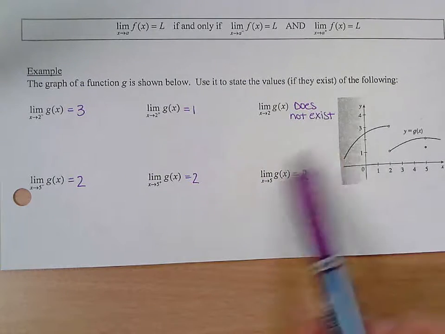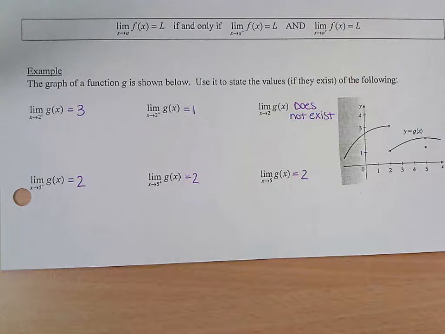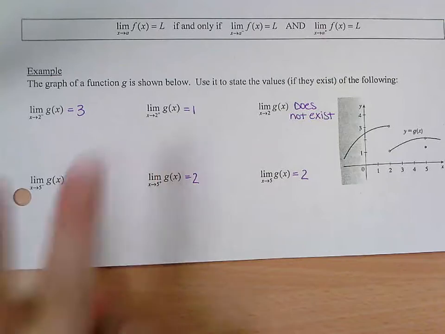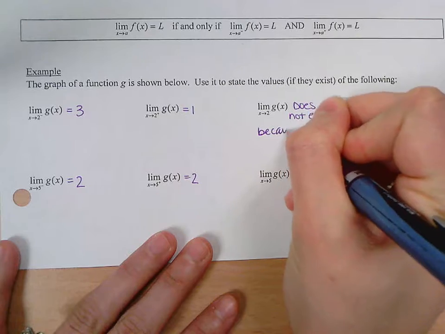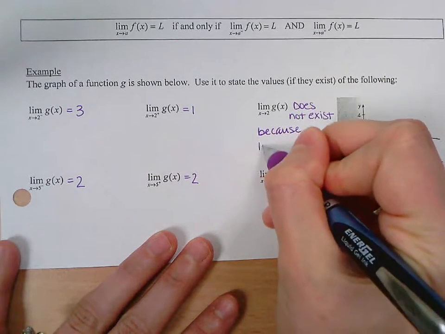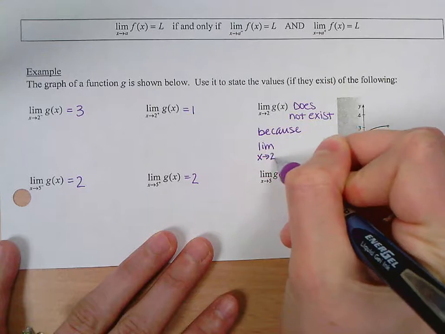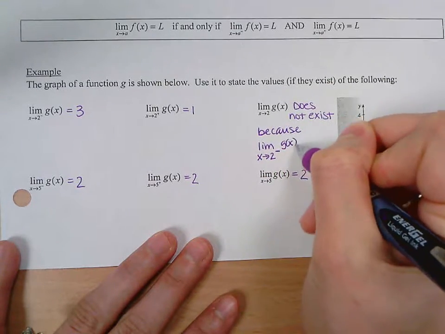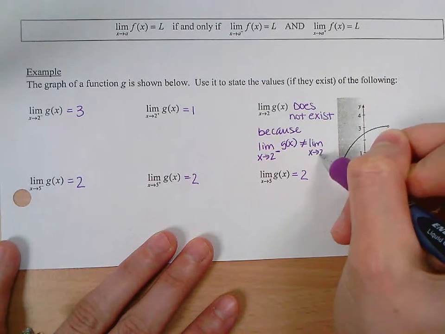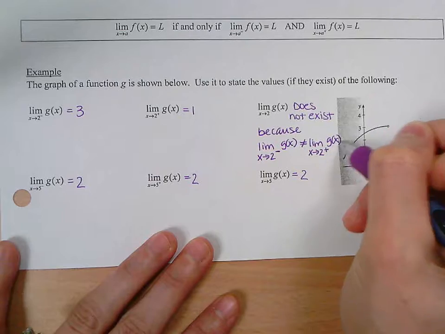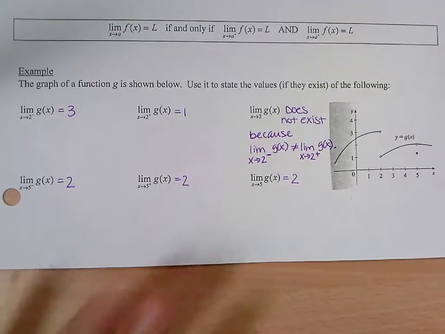So if this asks you for a reason, and this is how AP is going to work as well, it'll say if the limit doesn't exist, explain why. And in your explanation, you should be using correct notation for limits. So if I were to give an explanation, I would say it does not exist because, and this is one way I could write it, the limit as x approaches 2 from the left of g of x does not equal the limit as x approaches 2 from the right of g of x. So it's practicing using that notation.